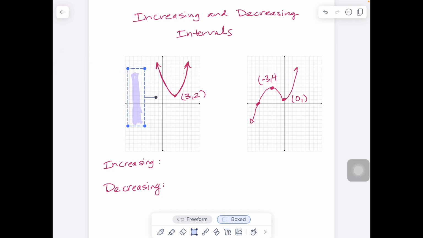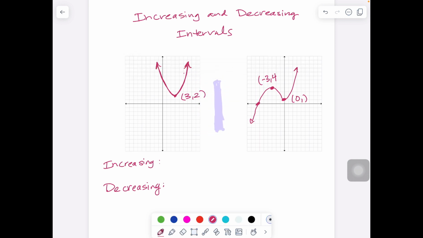As I look at a graph, I always start on the left and I go to the right, just like you read. When you read, you start on the left and you go to the right. That's also how we read a graph. So I'm going to start on the left and I'm going to go to the right.